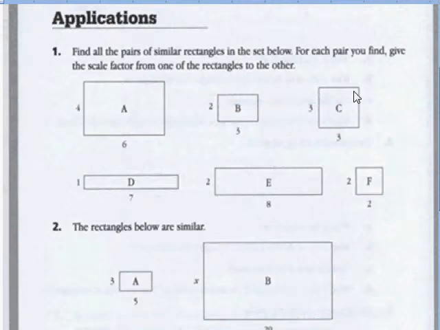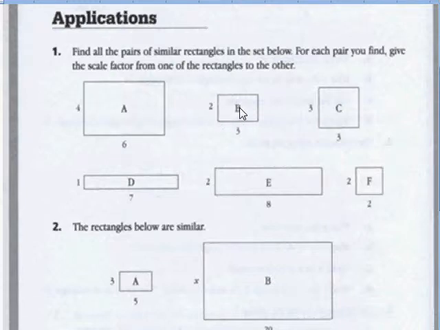Alright, looking at A and C, these two numbers are different. These two numbers are the same, so that's a square, therefore they're not similar. Now we're going to A to D. How do you get from 4 to 1? Divide by 4. How do you get from 6 to 7? It's definitely not divide by 4, so those don't work. Now A to E, 4 to 2, you're dividing by 2. 6 divided by 2 is not 8, so those don't work. A to F, these two numbers are different, those two are the same. So the only one that worked for A was B.